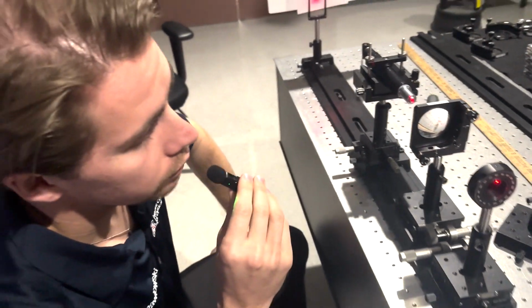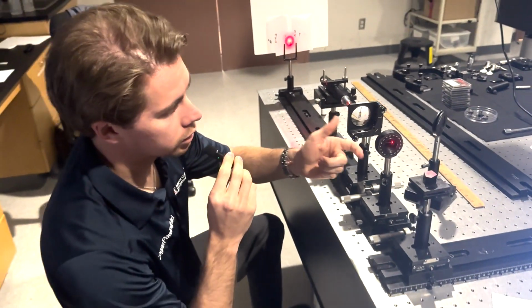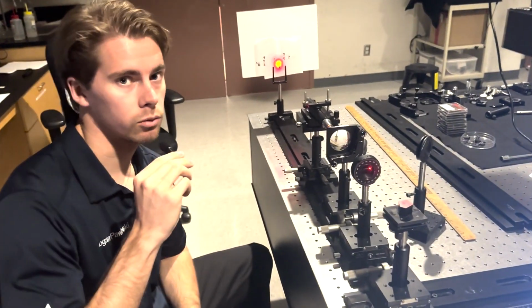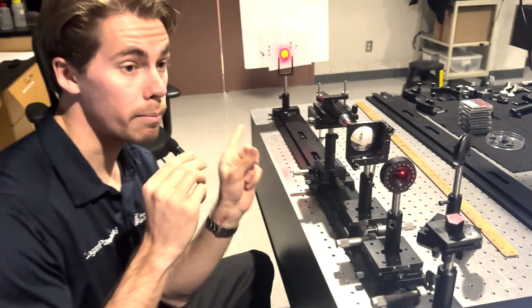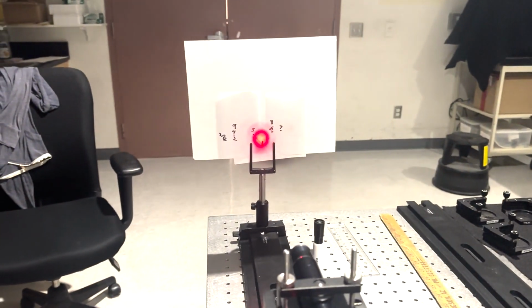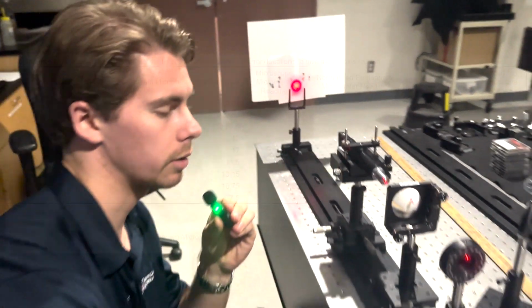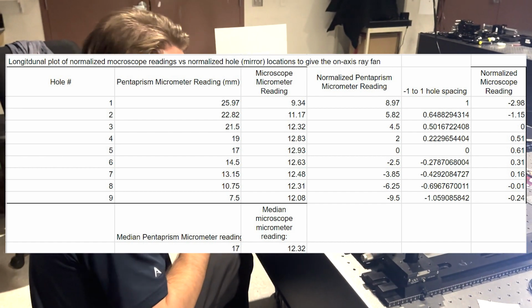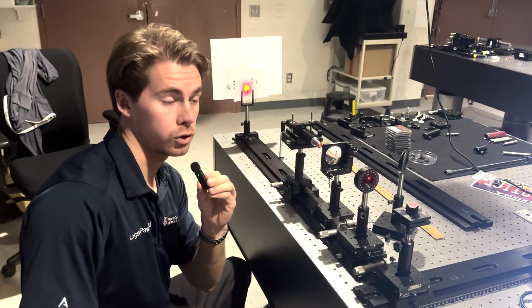Then, instead of using the leftmost hole as a reference, we're going to repeat this experiment by using the center hole as a reference, because that's going to represent our chief ray propagating through the middle of the system. So here is our paraxial focus. And then we will repeat the same experiment, adjusting the pentaprism through the different holes and then adjusting the microscope so that it lines up on the paraxial focus, and that would be our longitudinal ray fan plot.